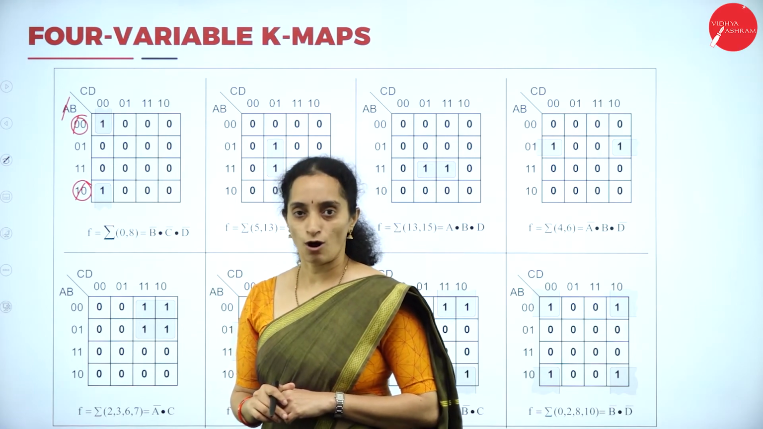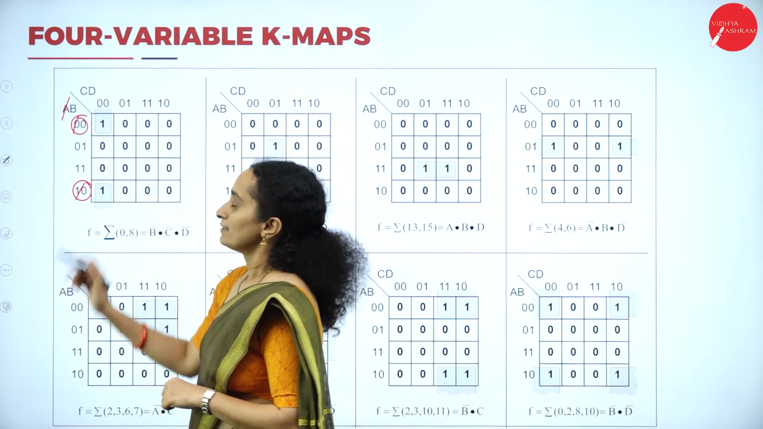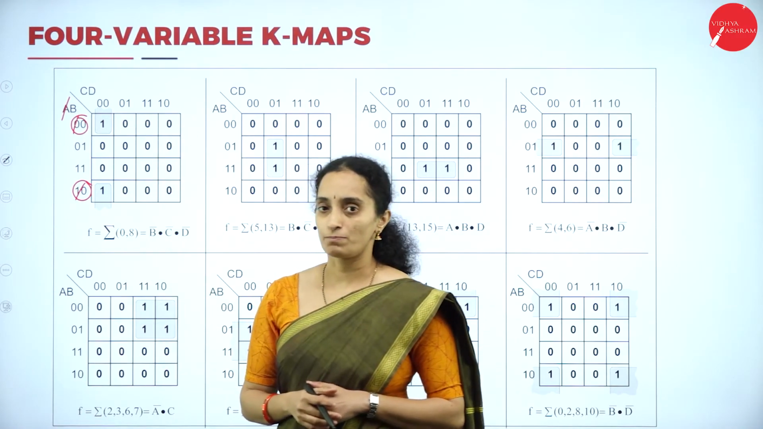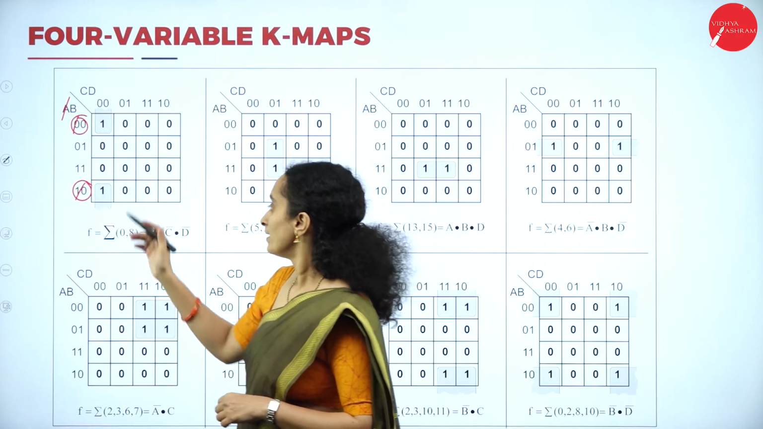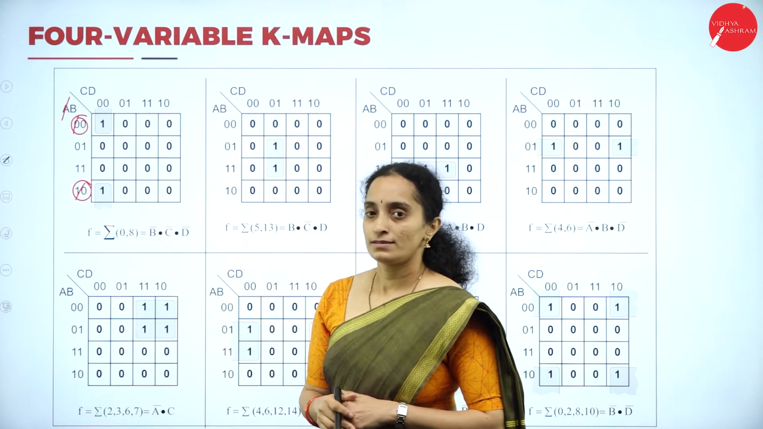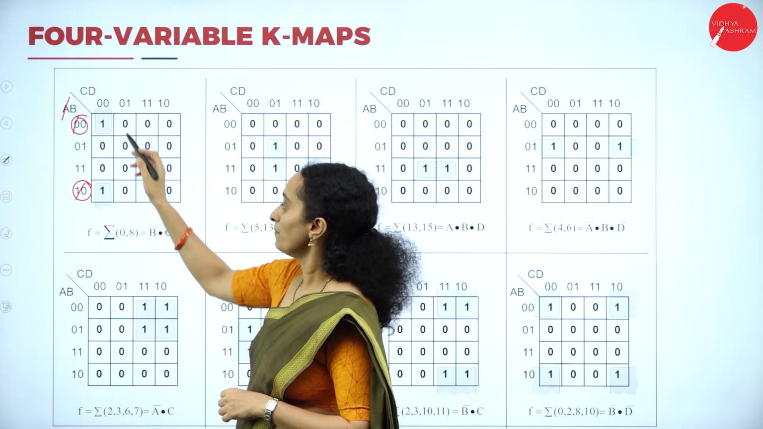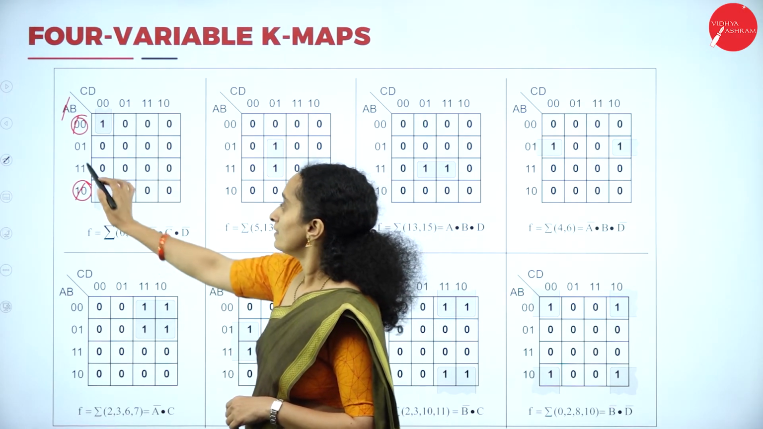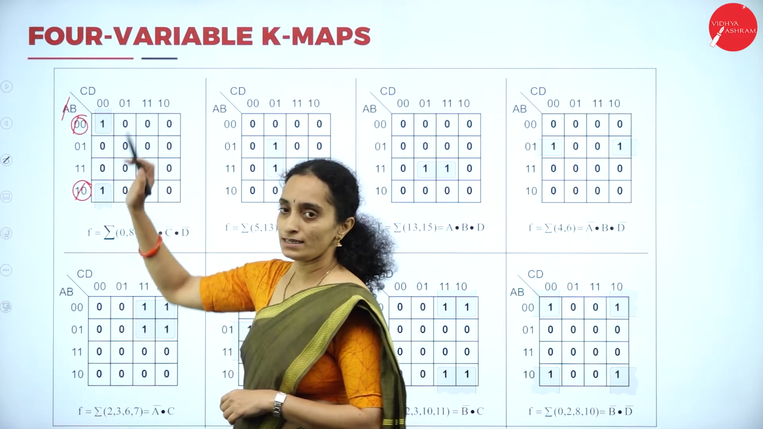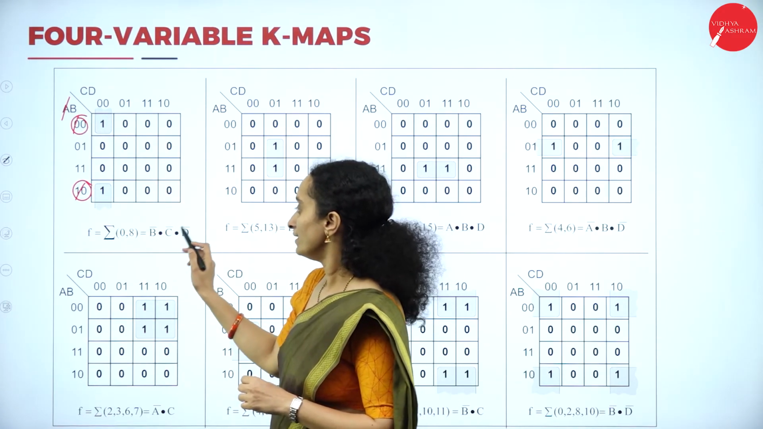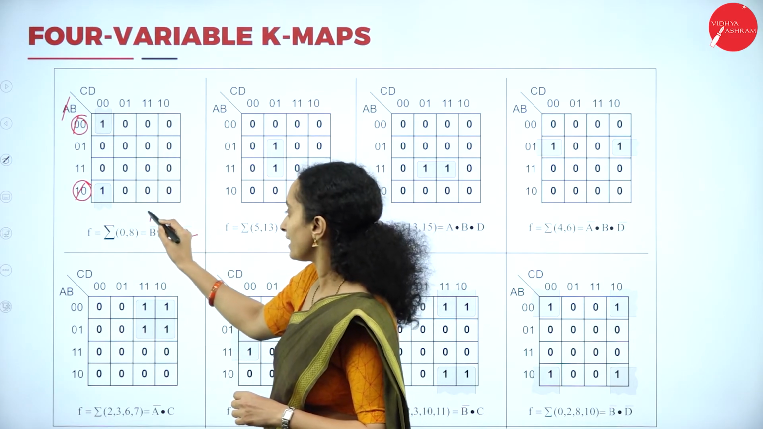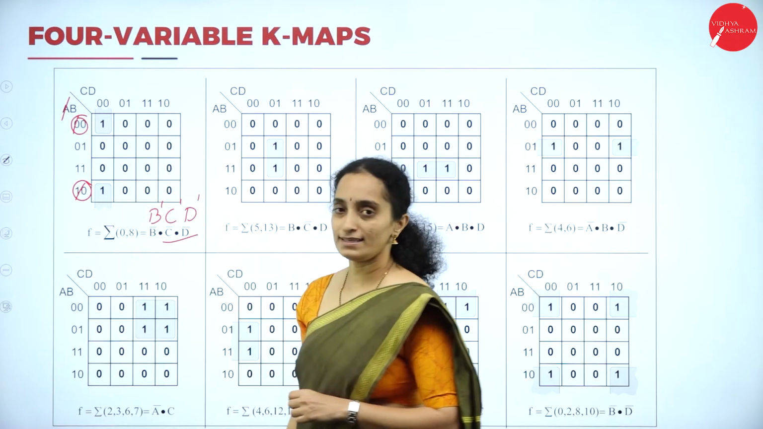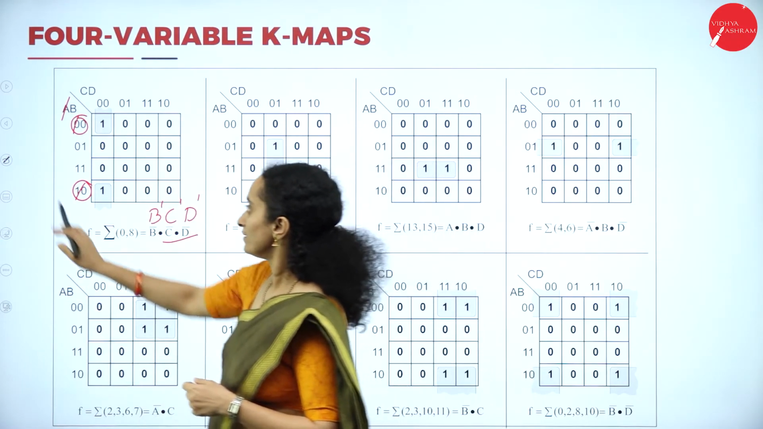B in the complement form, C and D again in the complement form. Okay. Now we have summation of 0, 8. It will be B dash into C dash into D dash. Or you can write like this: B dash, C dash, D dash. One and the same.